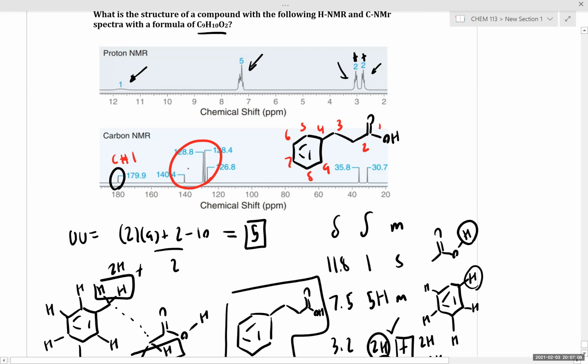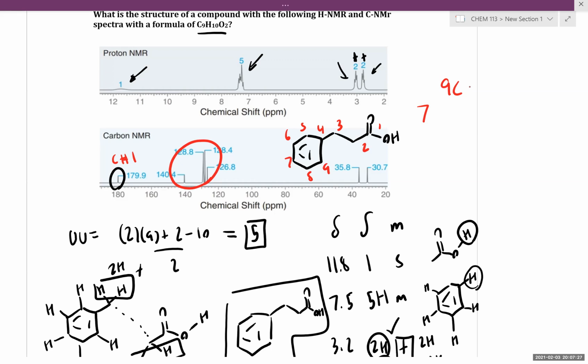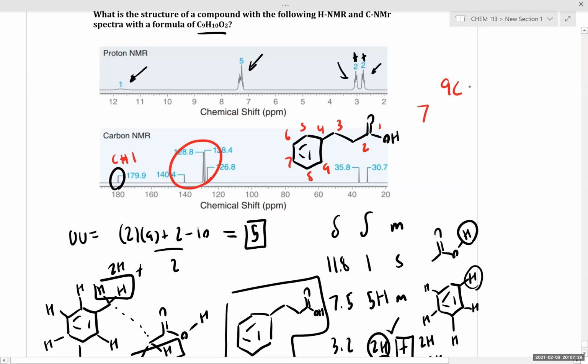Why do we only see 7 signals, even though we have 9 carbons? What's going on here? Why are we not seeing as many signals as we should? Does anyone have a suggestion? Is it because 6 and 8 are equivalent and 5 and 9 are equivalent? Exactly, there's an axis of symmetry. So as a result, only 4 of these aryl carbons are unique, and that's why 4 through 7 are observed in this region.